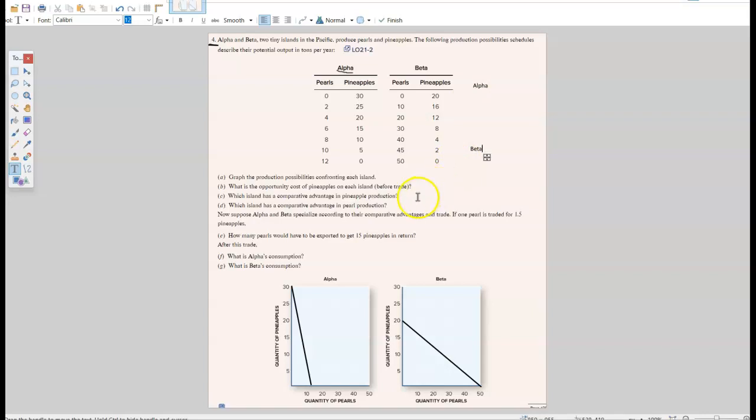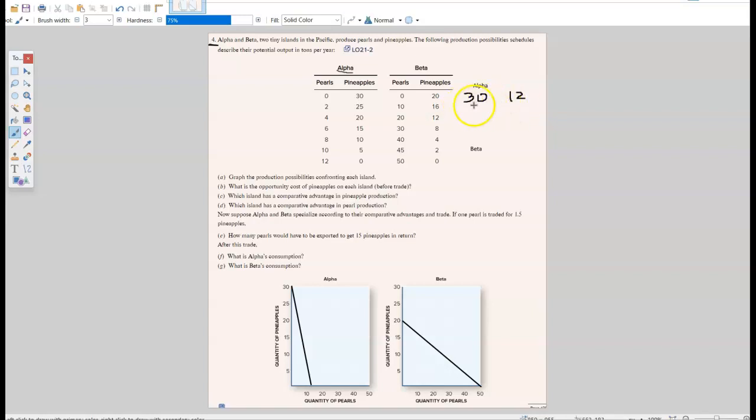Now, for alpha, let's go back to alpha. Let me just get my little pen right here. They have 30 pineapples for 12 pearls. Now what I want to do is I want to figure out, if I produce only 1 pineapple, pineapples are over here, pearls are over here. If I only produce 1 pineapple, how many pearls do I have to give up?